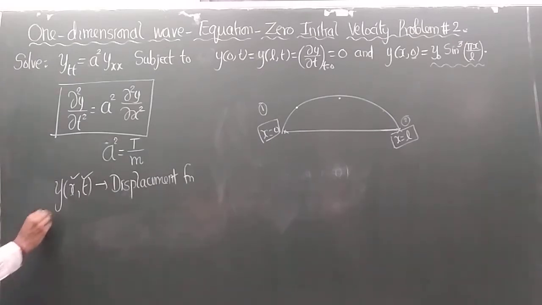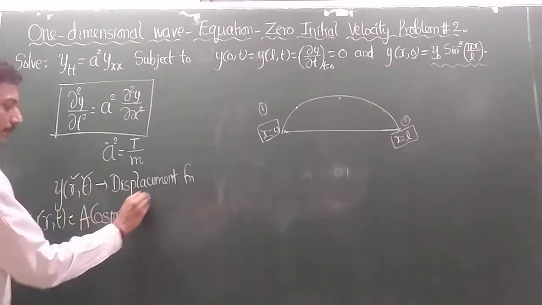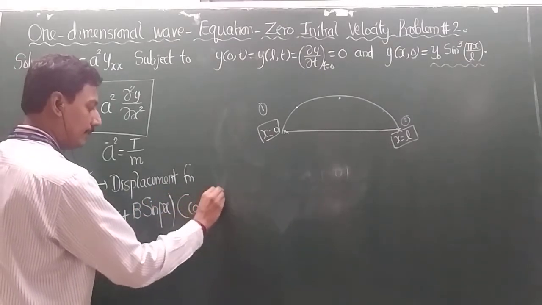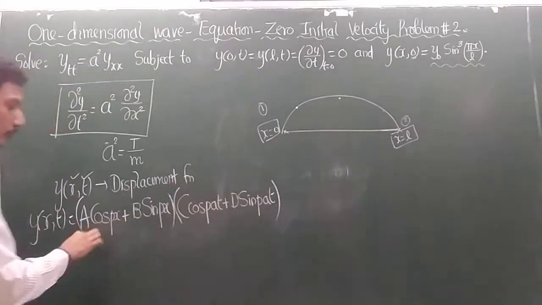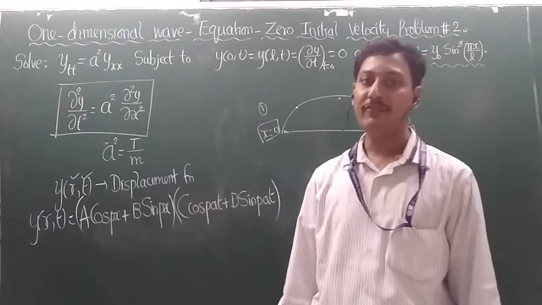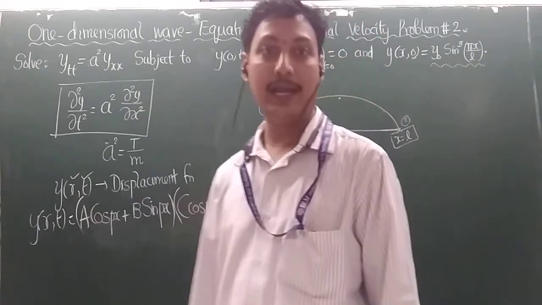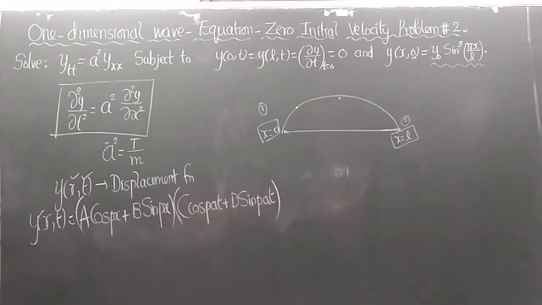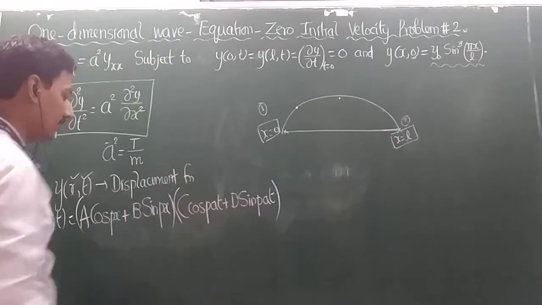Yes, it is nothing but a trigonometric function: (a cos px plus b sin px) into (c cos pat plus d sin pat). Is that right? It's clear. Two terms for x, two for t. By using the method of separation of variables, we found that this is the correct solution among the possible ones, since it is in terms of trigonometric functions.